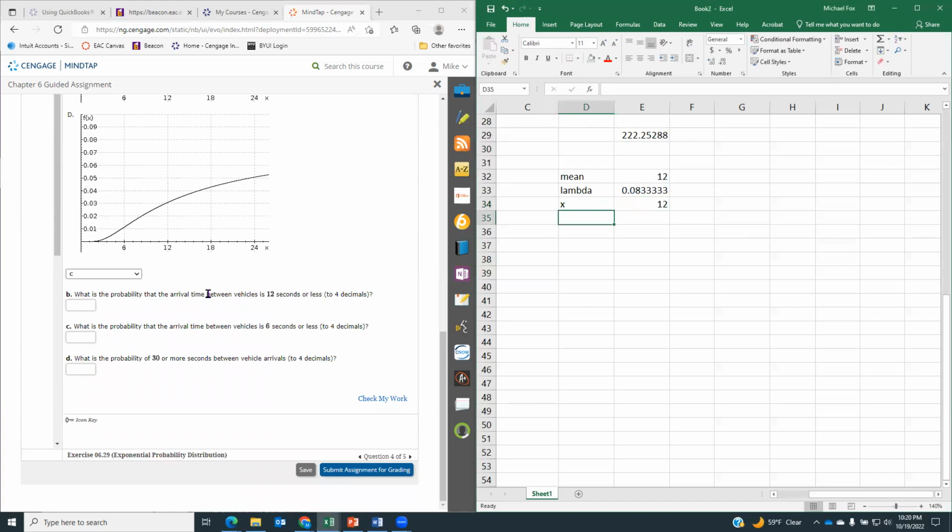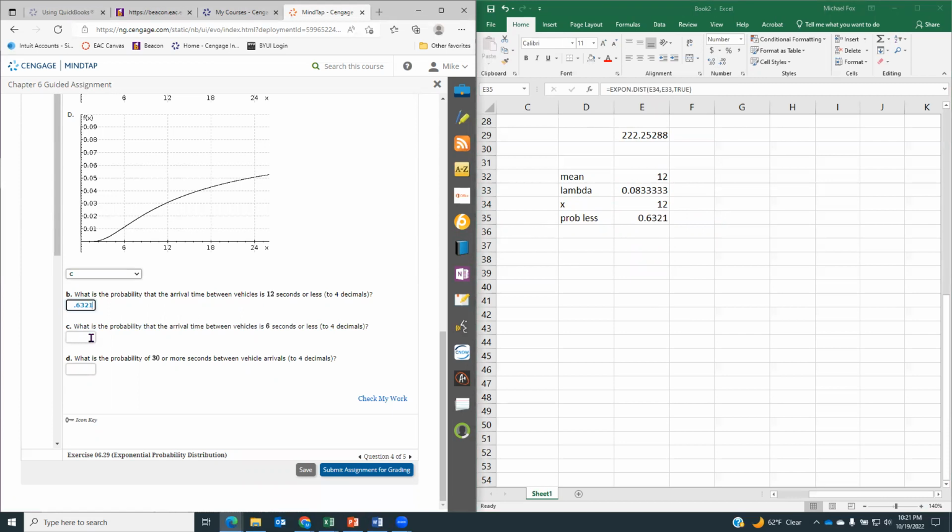So what is the probability the arrival time between vehicles is 12 seconds? Our value of X is 12. Our mean happens to be 12 as well, and then our lambda is 1 over the mean. So now the probability is going to equal EXPON.DIST, where we put in our value of x, comma, our lambda, and then our cumulative is true. So the probability that the arrival time between vehicles is 12 seconds or less is 0.63212. Again, I'm going to have this round for me, so I don't have to worry about making a mistake.